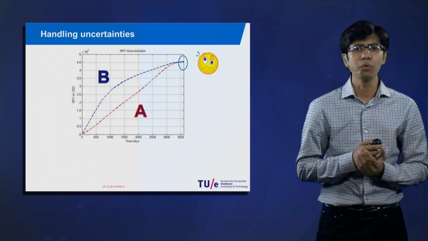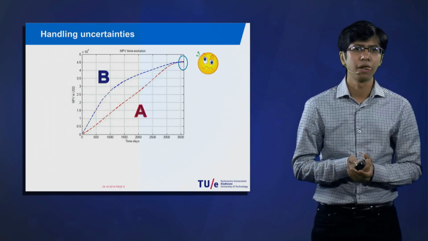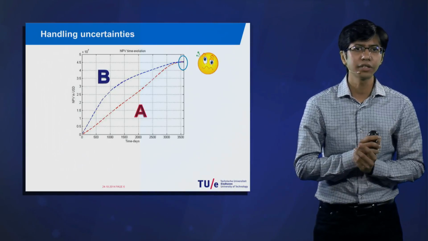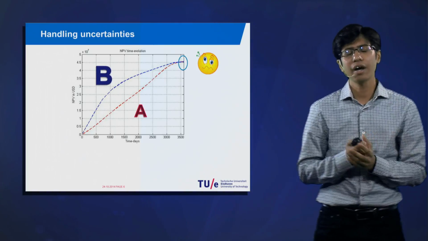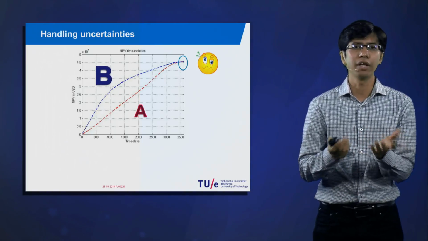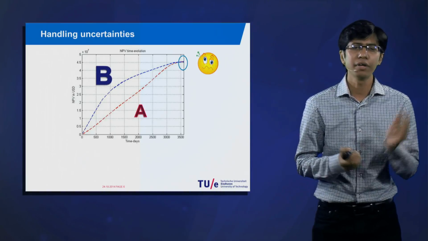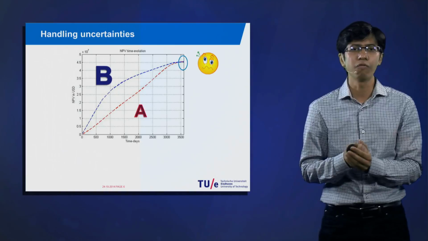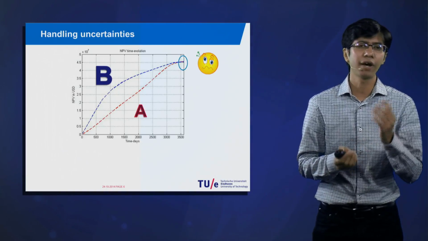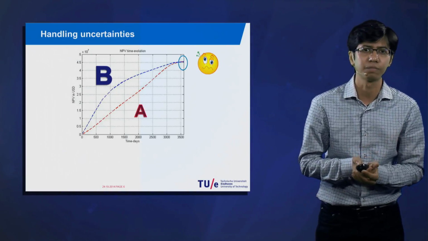Now, among the two strategies, which one will you prefer? A or B? Your answer will be B. Why? Because it has higher short-term gains. And that basically reflects your implicit attitude of not running into the risk of losing revenues tomorrow. And you give high confidence to the strategy.